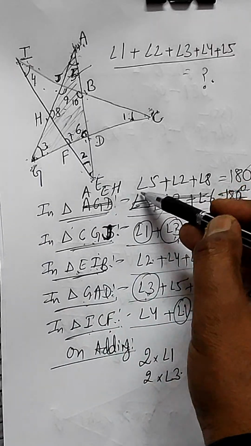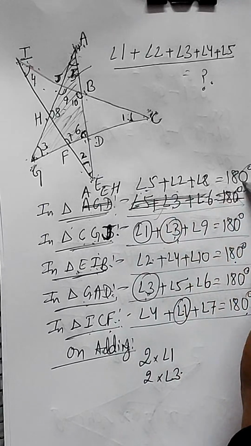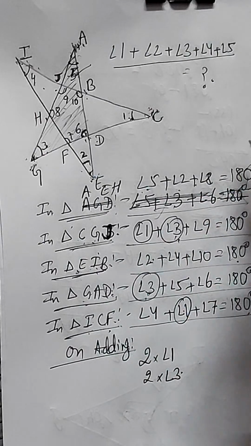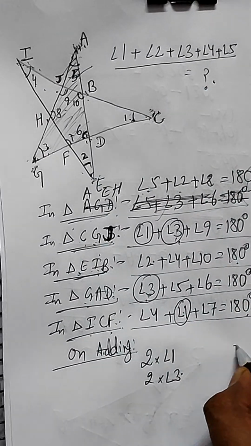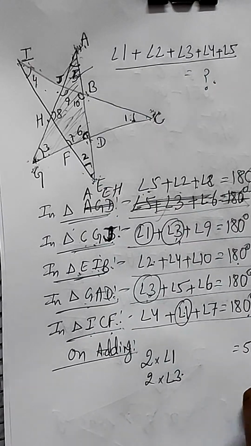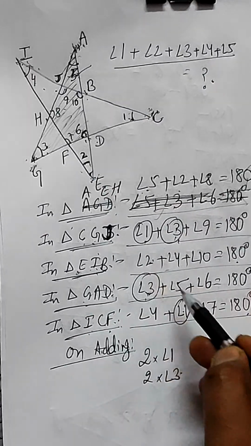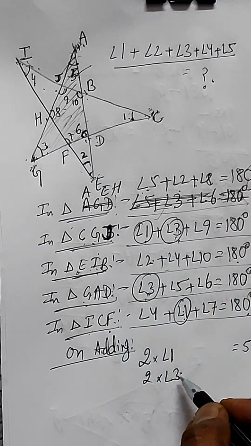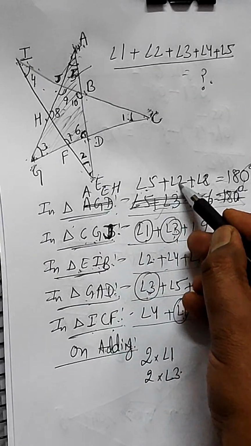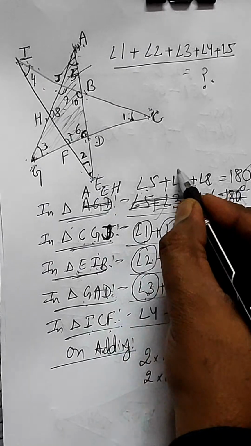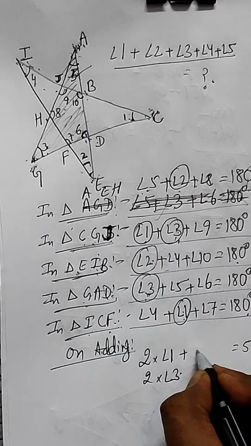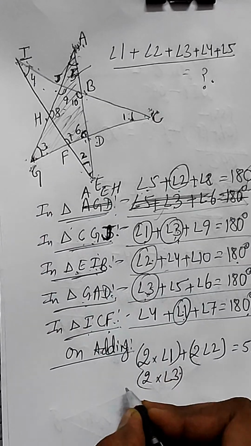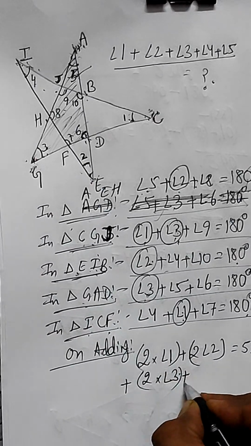So just the sum of all these angles is coming as 180 degrees. Just add the LHS of all these 5 equations, and on the RHS you are getting 5 into 180 degrees, right? In the LHS there are 2 times angle 1. Angle 3 is also coming 2 times, as we have written over here. Angle 2 you can see coming 2 times, so we can write 2 times angle 2, right? Just put it into brackets so that it's very easy and you will not get confused.